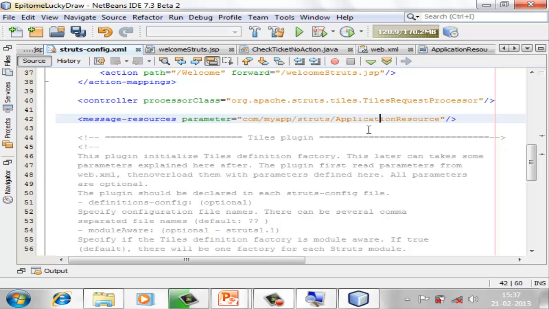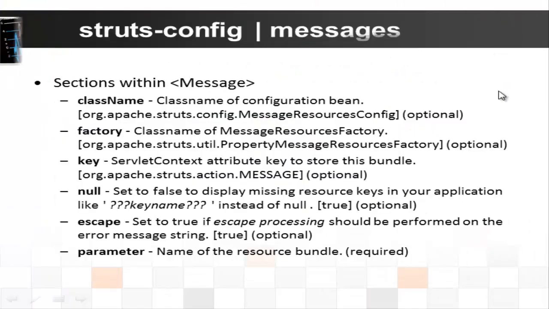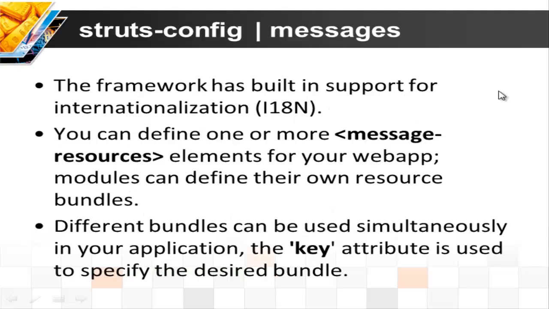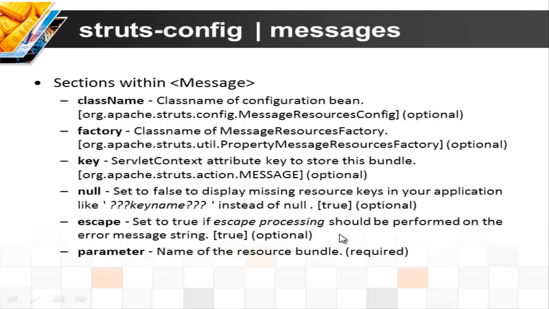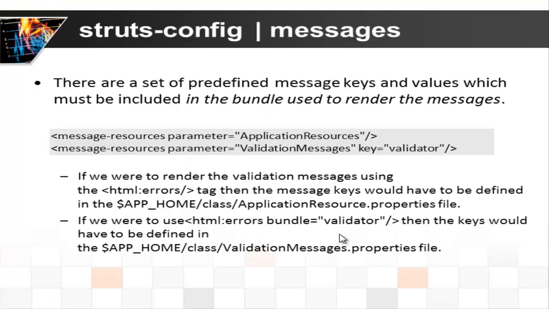It's not that the entire page has to be rendered using only one message bundle. You can selectively pick the messages from different ones. How do you do that? How do you specify that the message must come from a different place? The way in which you do it is by specifying the key attribute. For example, I will just show you an example here that will make things clearer.